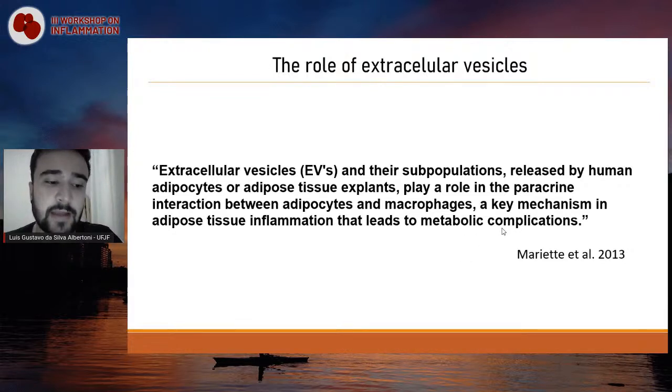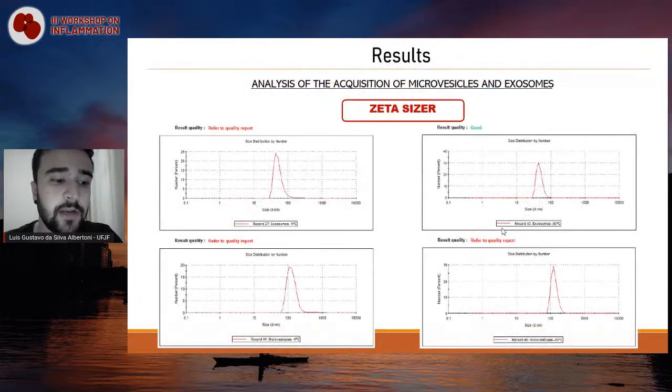Mariette et al. say that extracellular vesicles and their subpopulations released by human adipocytes or adipose tissue explants play a role in the paracrine interaction between adipocytes and macrophages, a key mechanism in adipose tissue inflammation that leads to metabolic complications. Therefore, we purified and isolated the subpopulations of the extracellular vesicles through flow cytometry, NanoDrop, and mainly Zetasizer. As we can see in the images of the graphs, we started to stimulate the samples with microvesicles and exosomes to evaluate their action.